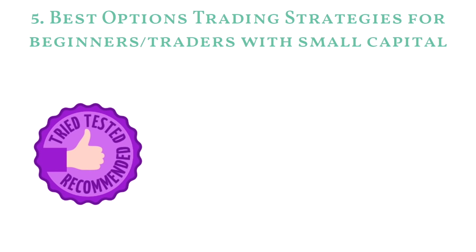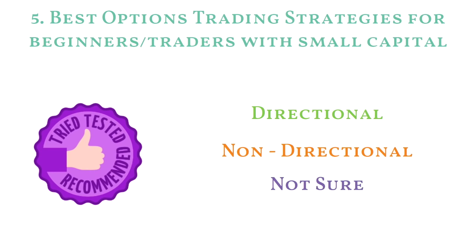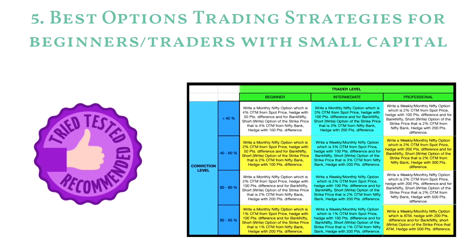Based on your checklist, you build up a view, which can be directional or non-directional, or maybe you're not sure. If it is directional, then things are simple. Check out our video on the cheat sheet of options trading. Choose as per your risk appetite and implement the strategy setup that we shared there. I won't repeat myself here, as you can check it out through the link on the right corner of the screen or through the link in the description box. Of course, how we grow our capital by using the modified version of those strategies will come in the later part of this video.